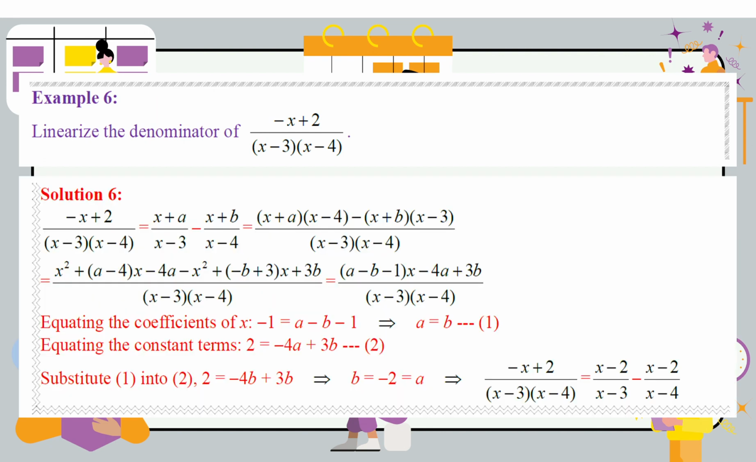Welcome back. So assume they are linear, then group them and find out which is which, and then you have two equations. Solving the two equations, you find the two unknowns A and B are the same. They are negative 2. Excellent. Then negative 2 over x minus 3, negative 2 over x minus 4. You get it? Well done.